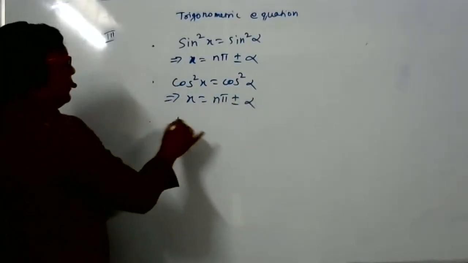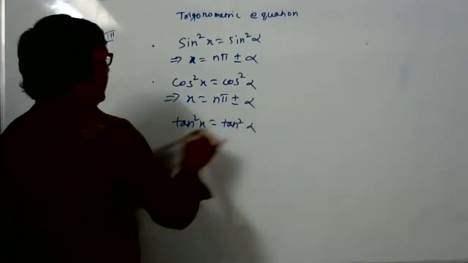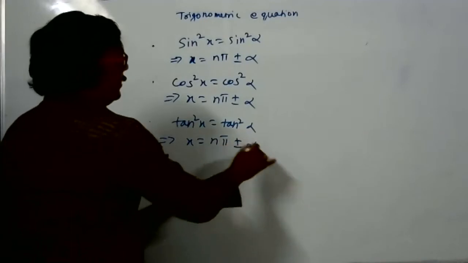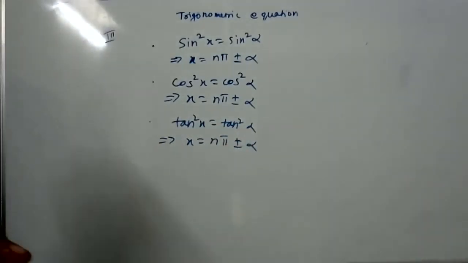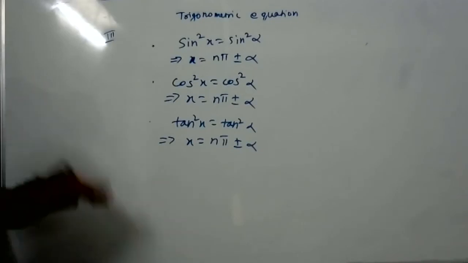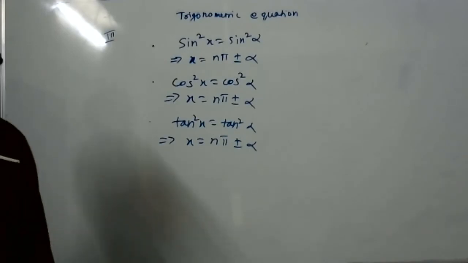Somebody asks you tan square x is equal to tan square alpha. Again same answer. Write down the answer, then I will tell the proof. Sine square x is equal to sine square alpha. Cos square x is equal to cos square alpha. Tan square x is equal to tan square alpha. In fact, the other three also, because reciprocal you can take. The answer will be same. X is equal to n pi plus minus alpha.